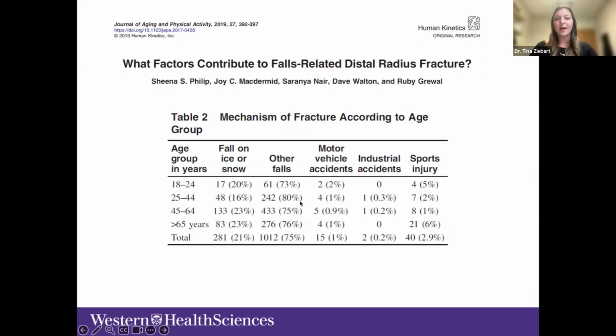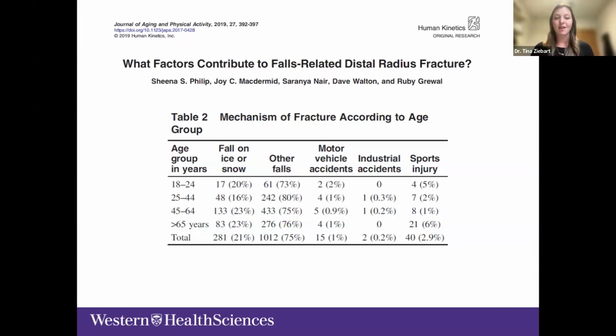And so the common reasons for that would be falling on ice or snow. And as we're approaching winter, and I think at least in London, we're supposed to be getting some snow this weekend. So we're approaching this fall on ice and snow season. And then as well, other falls are another huge contributor to distal radius fractures.